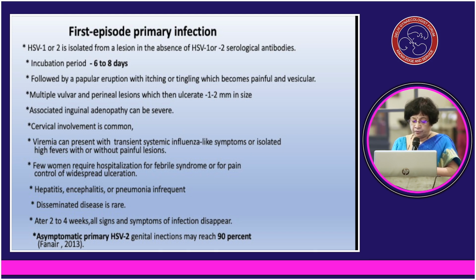Asymptomatic primary HSV2 genital infection may reach up to 90%. So that is the most important. It is asymptomatic, but it can be transmitted.